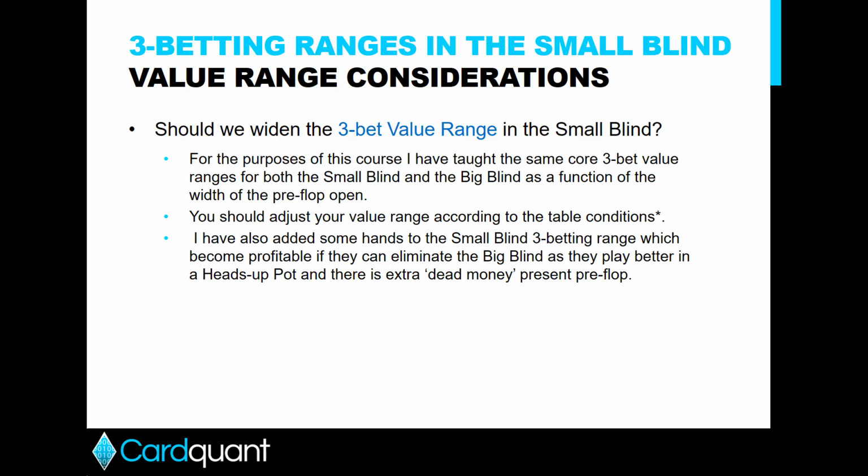you can and should 3-bet wider for value. I've also added some hands to the small blind 3-betting range, which become profitable if they can eliminate the big blind as they play better in a heads-up pot, and there is some extra dead money present pre-flop. So this is not so much linearly widening the 3-bet value range, more as having an additional complementary class of hands, which you're 3-betting. They're not especially great heads up, but if you were to call them, they really wouldn't play very well, they'd weaken your range. So we're adding them more as a type of complementary hand rather than the pure value hand, even if they happen to have a small equity edge against the button pre-flop.